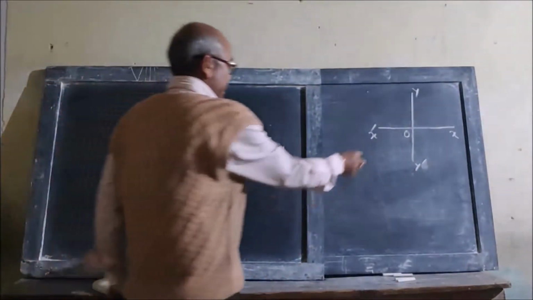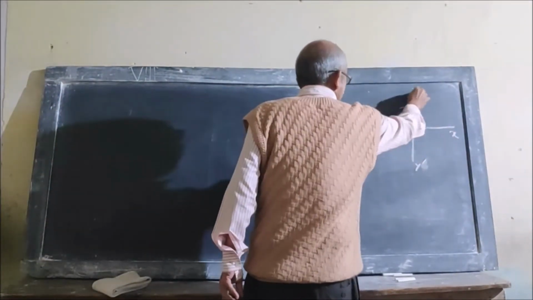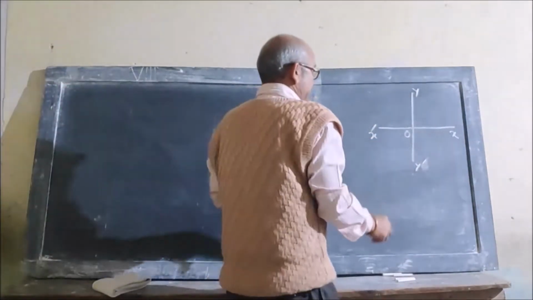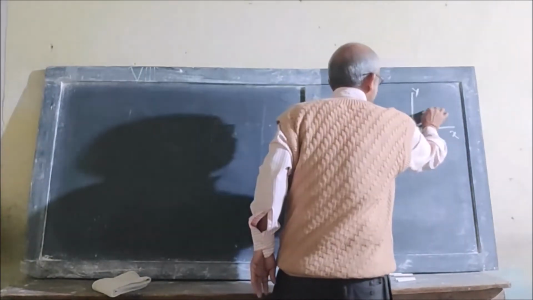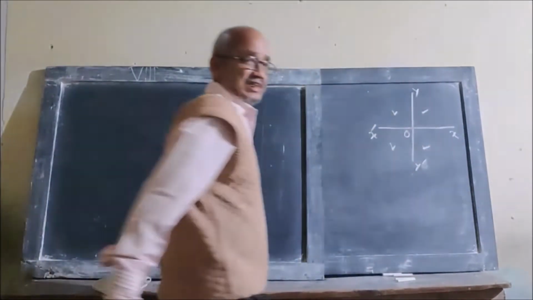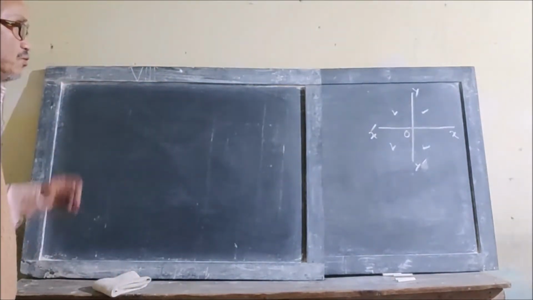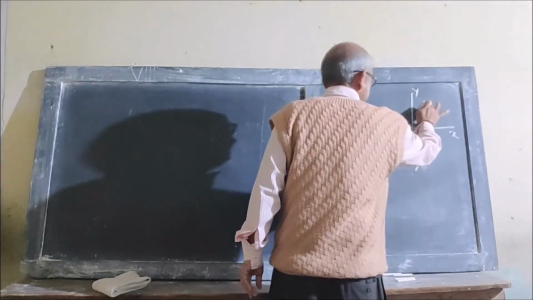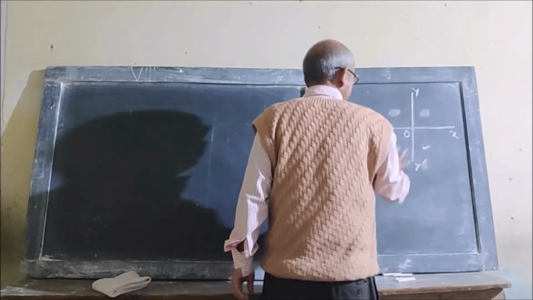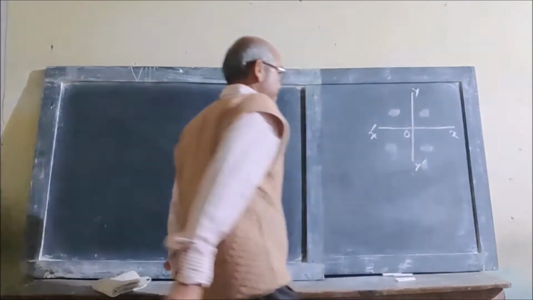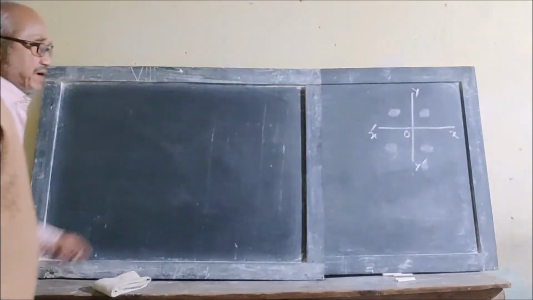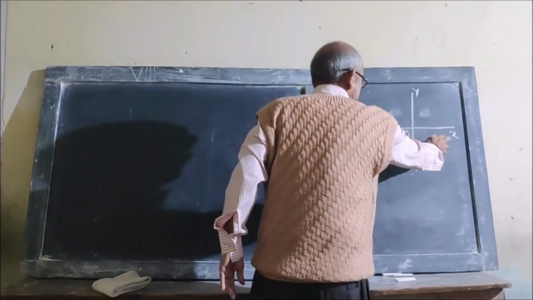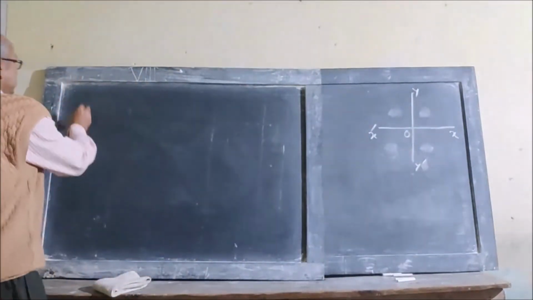Now these XOX' and YOY', the two coordinate axes, divide this plane into four regions, which are called quadrants. This is the first quadrant, second quadrant, third quadrant, and fourth quadrant, like this.